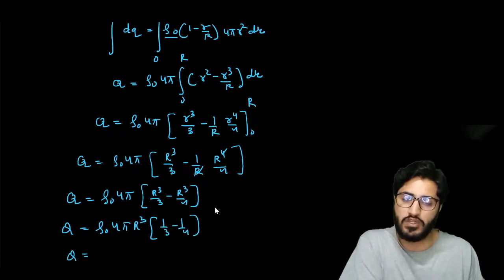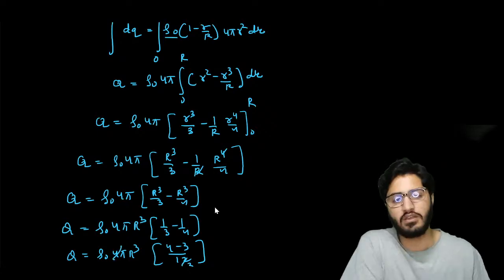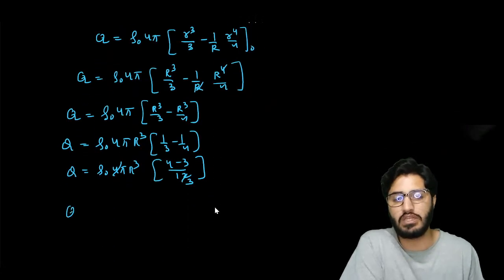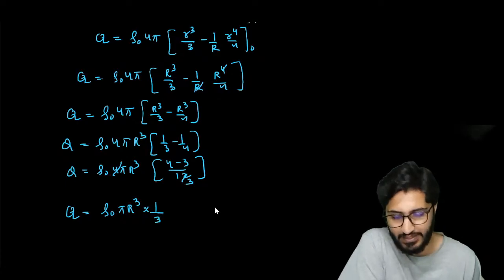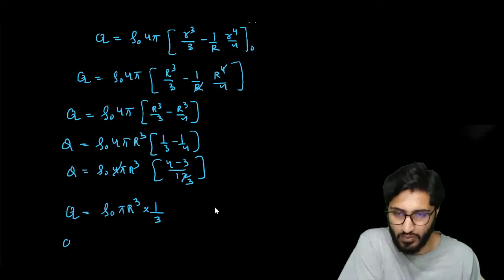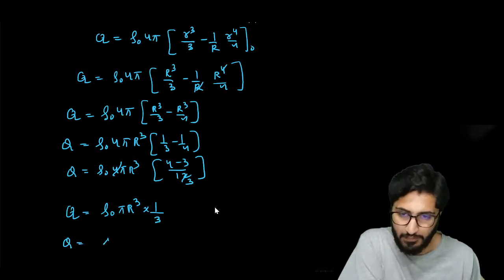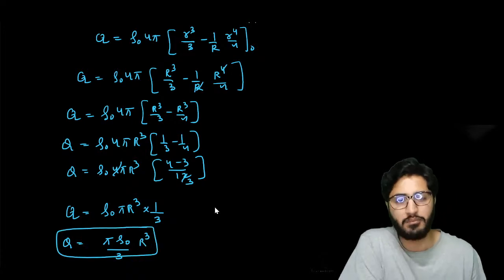So I can write Q equals rho naught 4 pi R cube times (4 minus 3) divided by 12. Four ones are 4, four threes are 12. Okay. So Q came out to be rho naught pi R cube by 3. So my Q came out to be how much? Pi rho naught by 3 into R cube. So this is my charge, but I have to find out what?